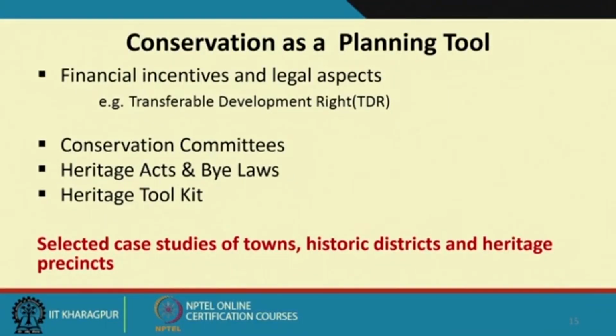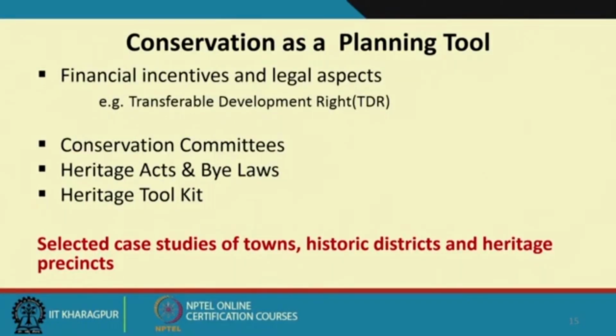After all these various aspects, when we see the conservation of historic area architecture and other things, we must understand that it has to be implemented. It is not just keeping it in a protected area; it has to be of certain use in the modern context, present society, and for the future society. So the implementation is very important. We will talk about how conservation can be used as a planning tool.